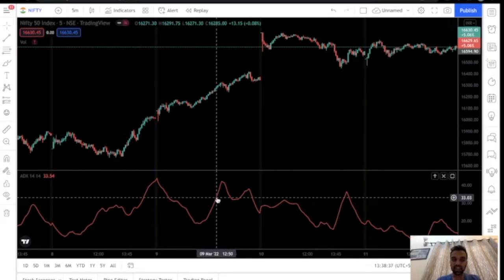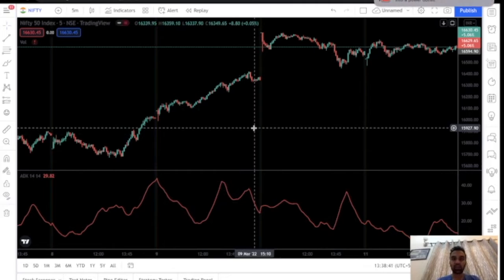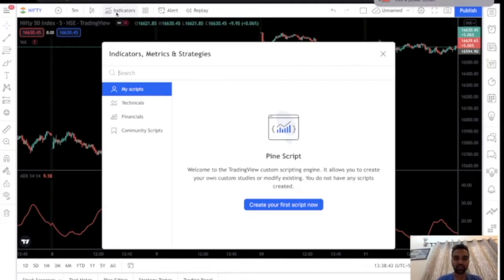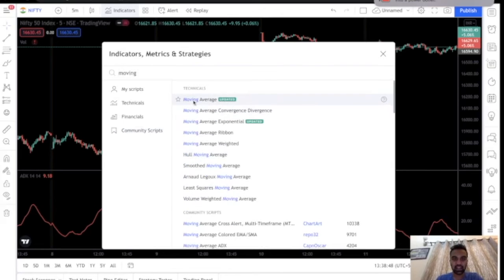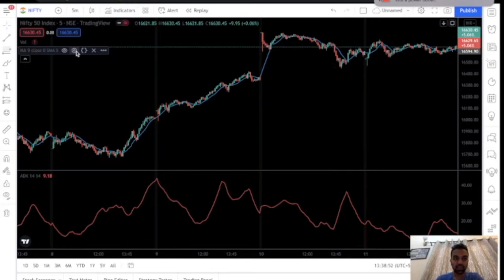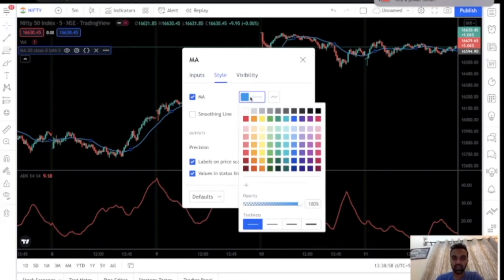Now, if the ADX itself is not enough for you, like I already mentioned, one thing which can be done is it can be combined with some moving averages. So here I'm going to add a moving average, and that is right here. Okay. So now, because it's an intraday trade, I'm going to make it a 20-day moving average. Let me just make the line a bit thicker here. Let me make it a red line.